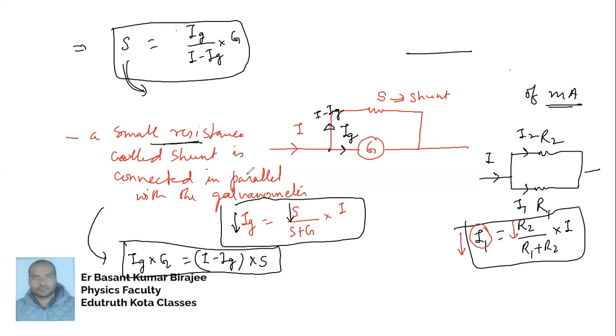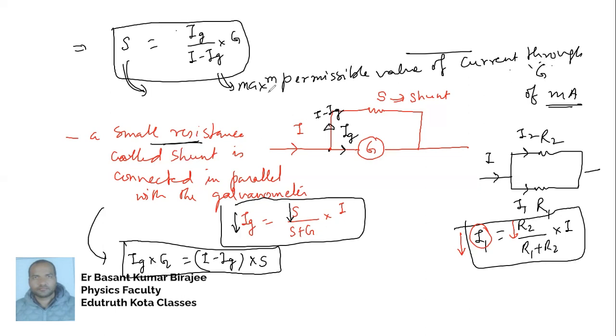And actually this Ig is the maximum permissible value of current through the galvanometer. Means how much should be the maximum value of current through the galvanometer so that your galvanometer doesn't get any damage. By taking this maximum value of Ig current, we can design the shunt resistance required.